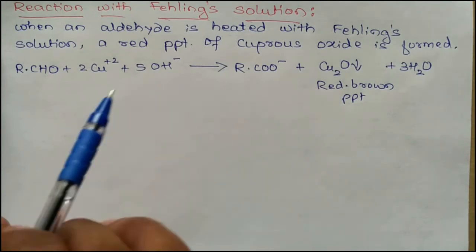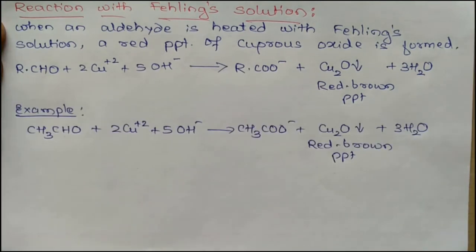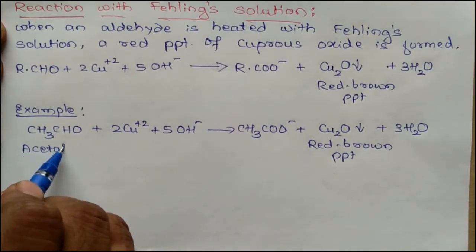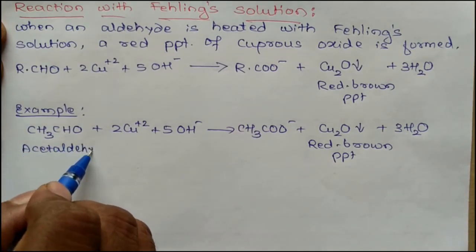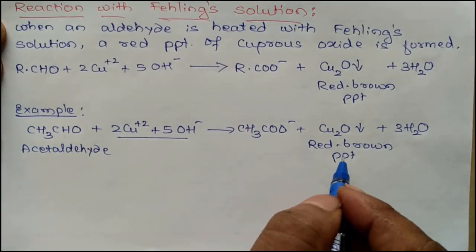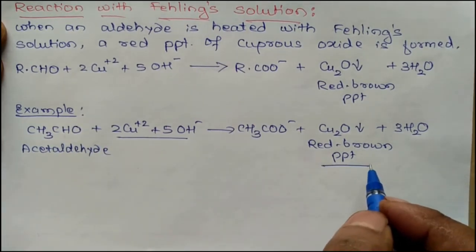When aldehydes are heated with Fehling's solution, you get a red precipitate of cuprous oxide. Example: acetaldehyde, when treated with Fehling's solution, gives a red brown precipitate of cuprous oxide. This is the reaction of aldehydes with Fehling's solution.